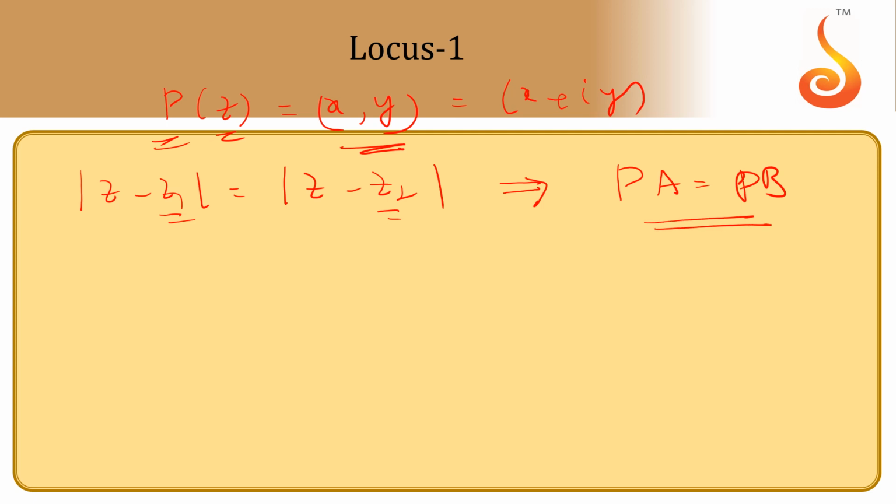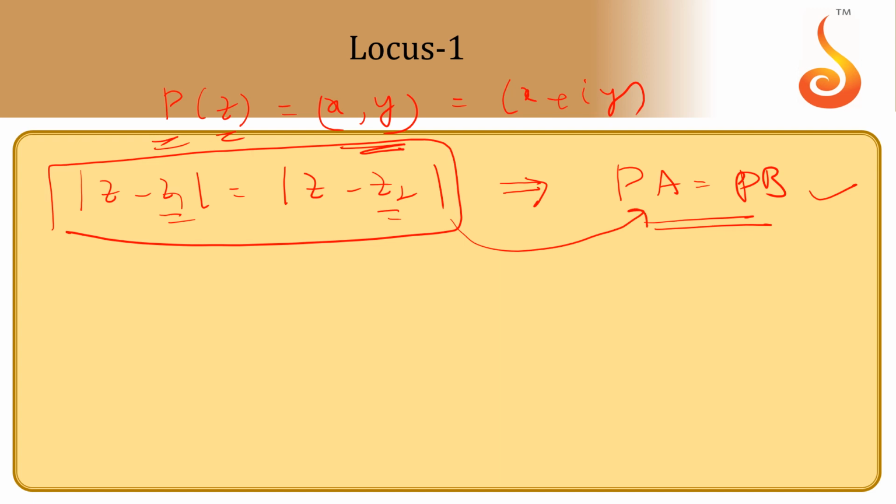What is the locus of z? What is the locus of P? So the locus of z is nothing but the locus of P. So can I say it is the perpendicular bisector of the line segment AB? So try to see any complex equation in the geometrical form, and you will understand locus very easily.